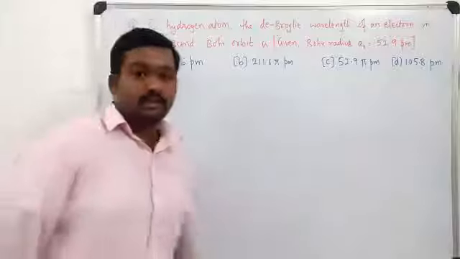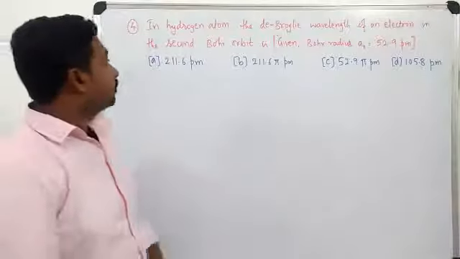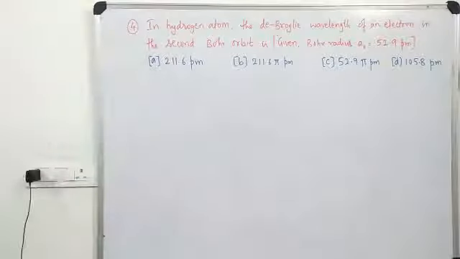Okay, have a look at the other question. Question number 4. In hydrogen atom, the de Broglie wavelength of an electron in the second Bohr orbit is. The Bohr radius is given, A0 is equal to 52.9 picometer. Now we have to find out the de Broglie wavelength.